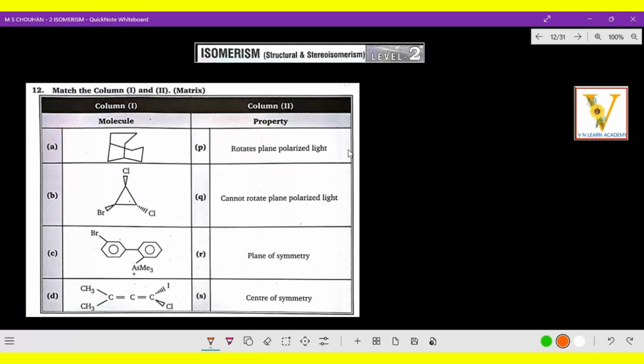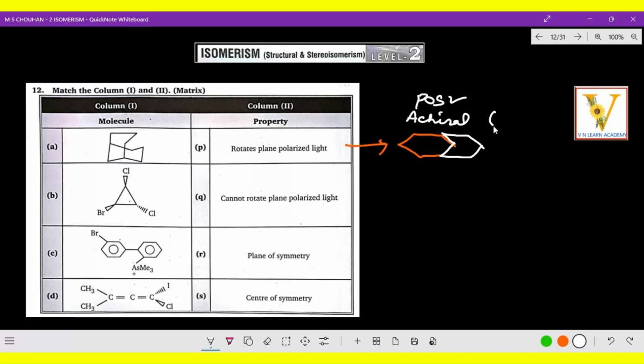Come on, let me draw the structural formula. So cyclohexane, right? This is cyclohexane, and then one more. It shows like a bridge head compound, right? It shows like bridge head, like this. It is right. So that is 1, 2, 3, 4. 1, 2, 3, 4, right?